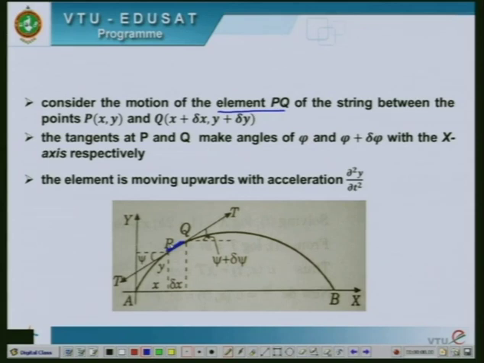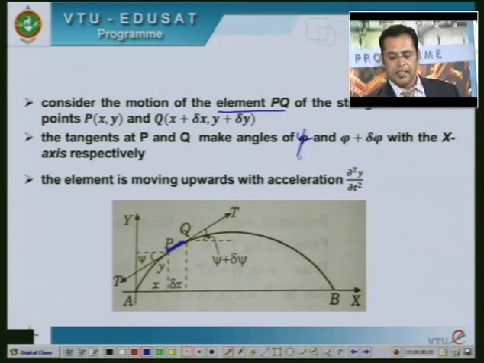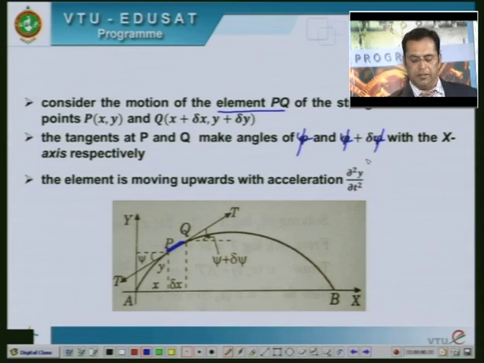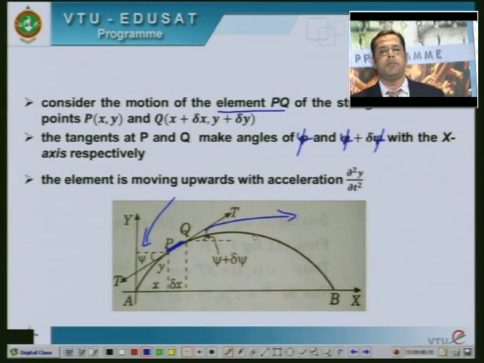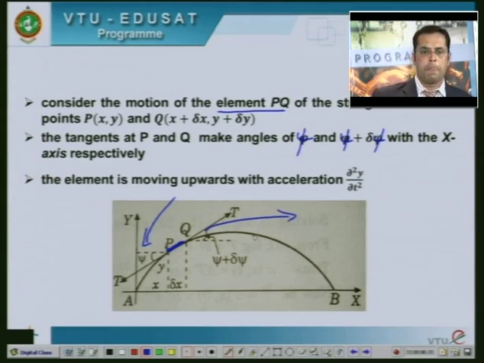Now, the tangents at P and Q make angles of psi and psi plus delta psi with the x axis respectively, that you can notice here. This is angle psi, this is the tangent, right. So, it makes angle psi at P. And it makes an angle psi plus delta psi at Q.